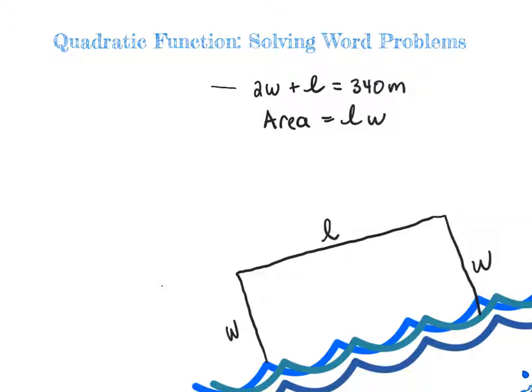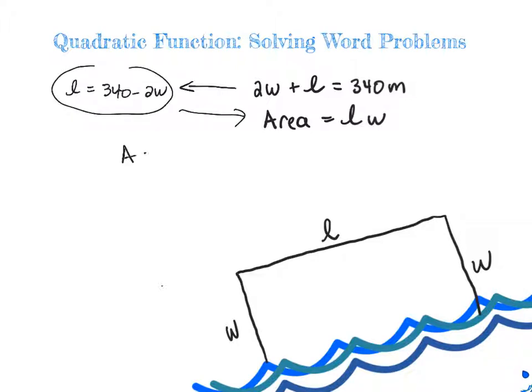We can rearrange this relationship here to find the length in terms of the width, which is 340 minus 2W, and then we can use this information here to put into our area function. So we get our new area function, A equals LW, which equals 340 minus 2W times W. If we expand that, we get 340W minus 2W squared, which is a quadratic.